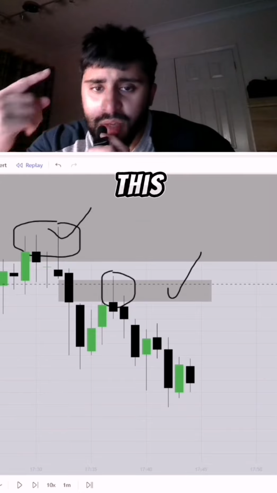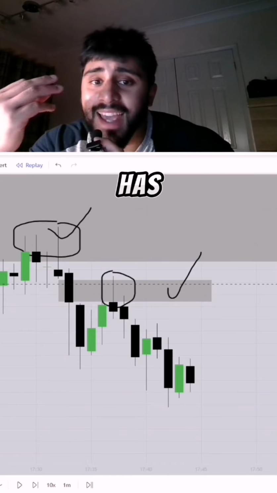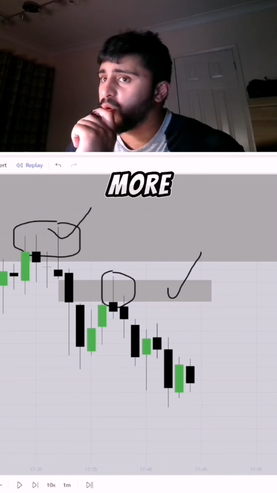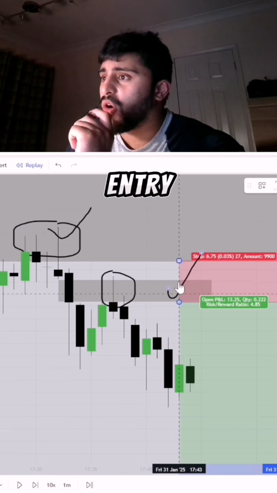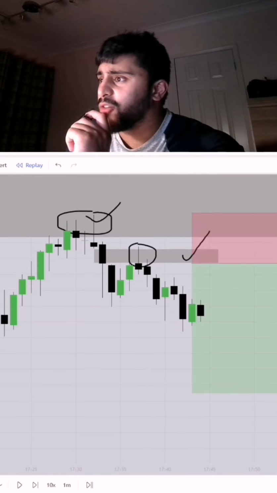So to go over this, we have a 15-minute fair value gap. We are above the daily opening, and a 1 minute fair value gap has held, which has confirmed the change in state of delivery. Your strategy doesn't have to be more complicated than this, right? So you can take an entry off this fair value gap, and you can perfectly keep your stop loss above this area. Now from here, where do we target?